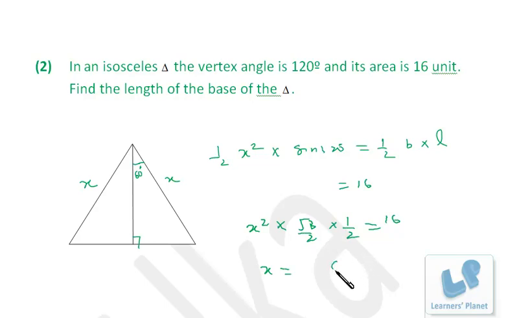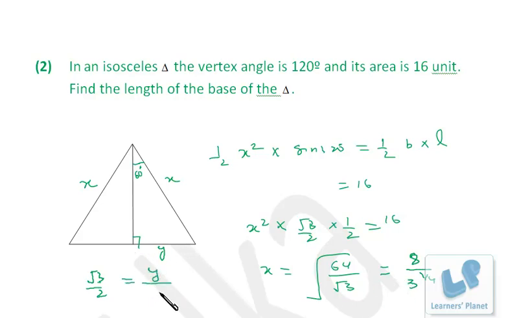So x is equal to the square root of 64 upon root 3, okay? Or we can say 8 upon 3 raised to 1 by 4. Now we want this length. So suppose this is y. The relationship between these two, that is perpendicular and hypotenuse, is given by sine theta. So that's sine 60 degrees. Sine 60 degrees is root 3 by 2.